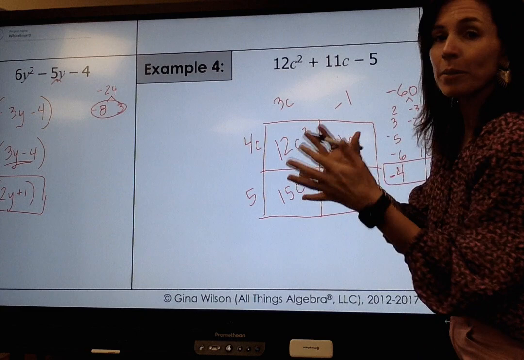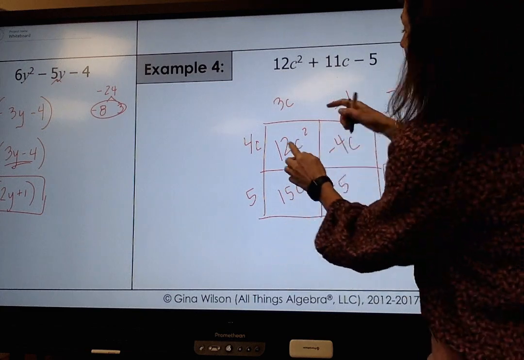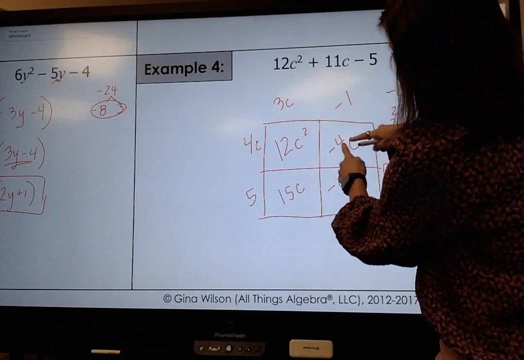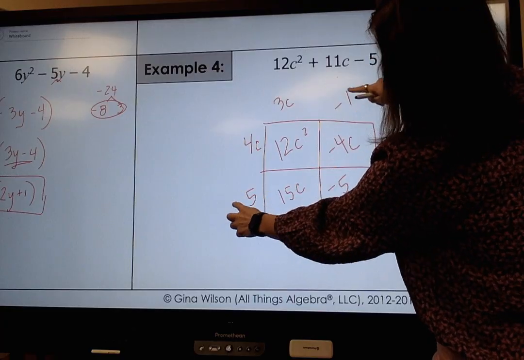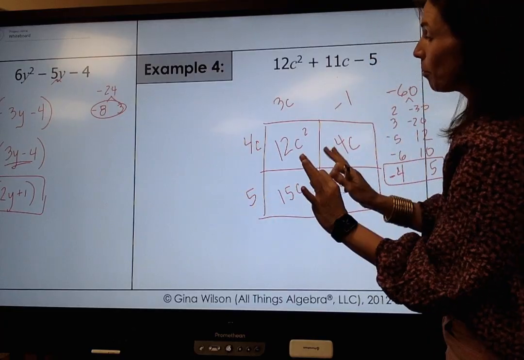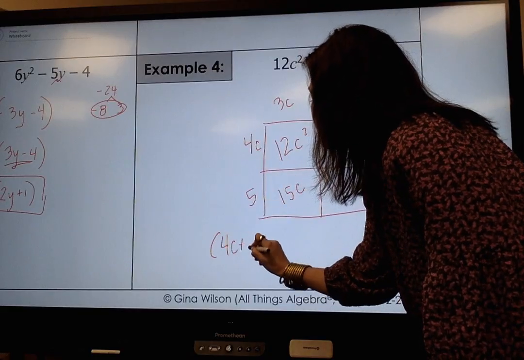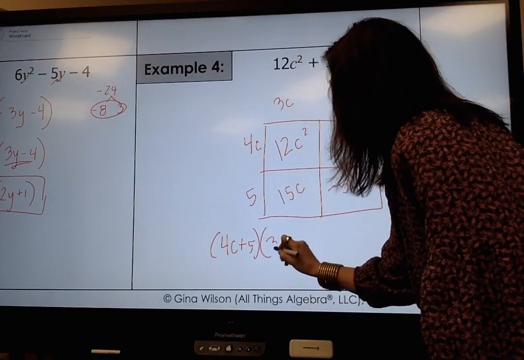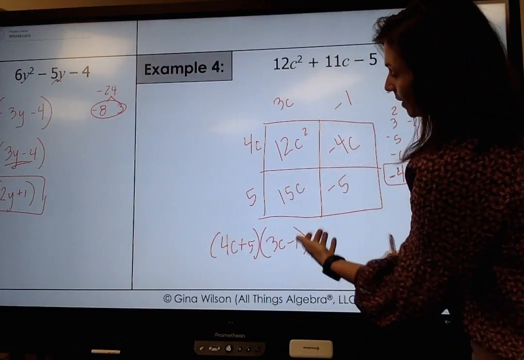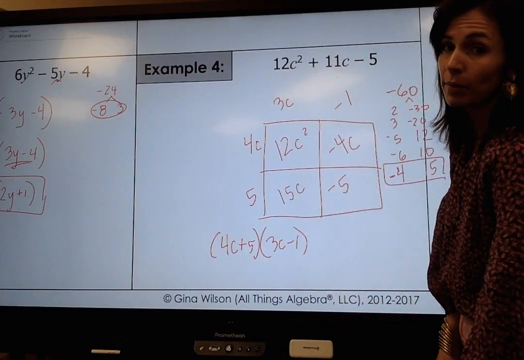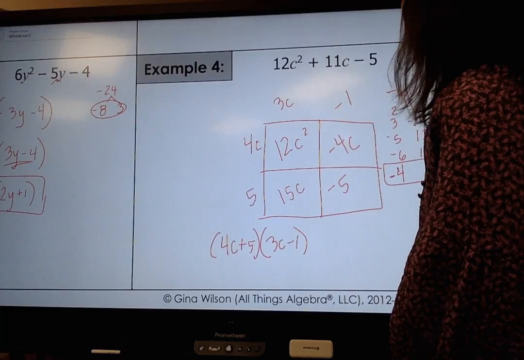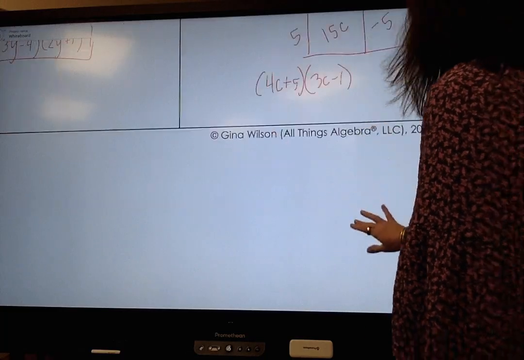Now that I have done that, I'm going to check my answer. I'm already here. Let's do it. So 12c squared, negative 4c, 15c, negative 5. Perfect. So now I take 4c plus 5 and 3c minus 1, and voila, I have my binomials that have been factored.